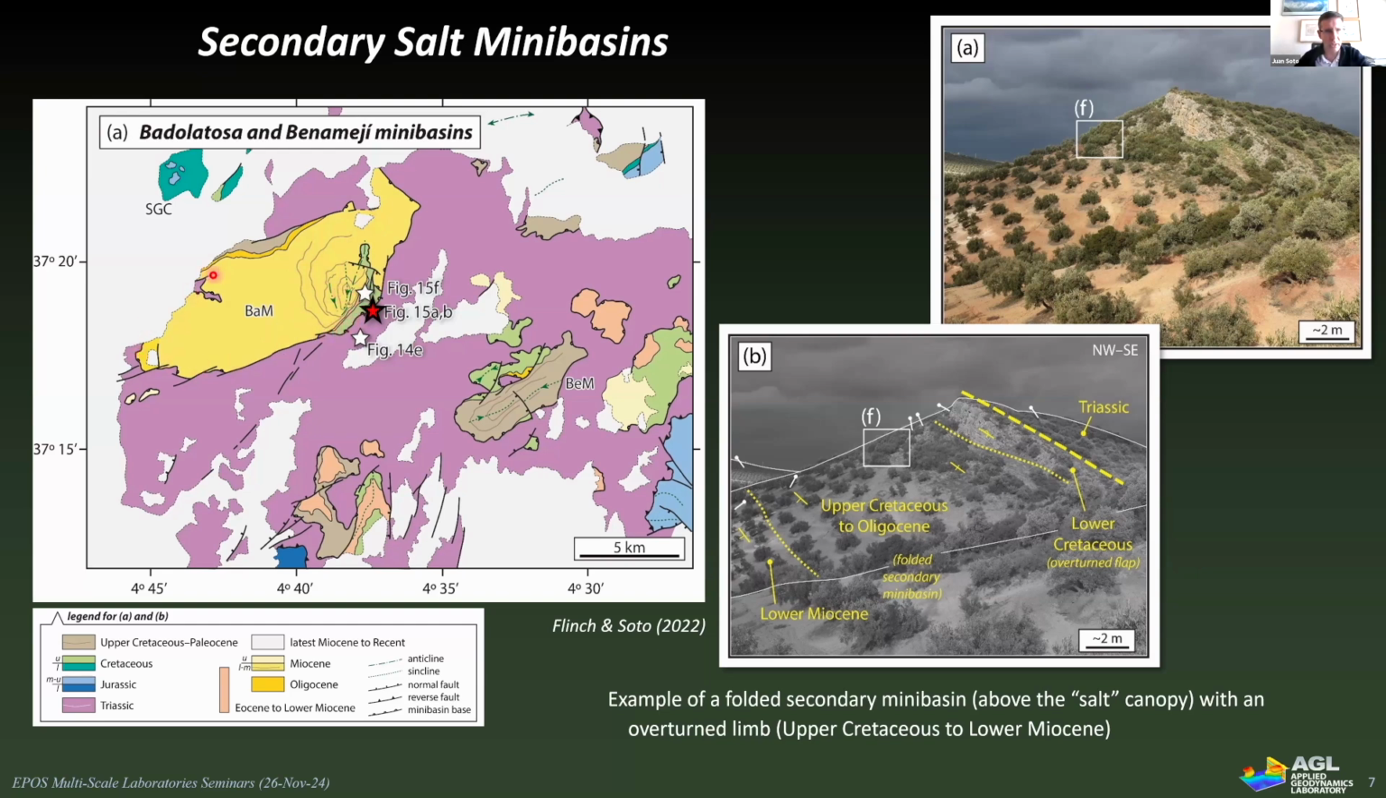And this mini basin is on top of the Triassic evaporites. An overview here in the field, you can see that the Triassic is overturned and is over a sequence in the mini basin from lower Cretaceous, upper Cretaceous, Oligocene, and lower Miocene. All the section is overturned in this limb of the mini basin. So it's really impossible to explain these geometries and sequences without using salt tectonic concepts.